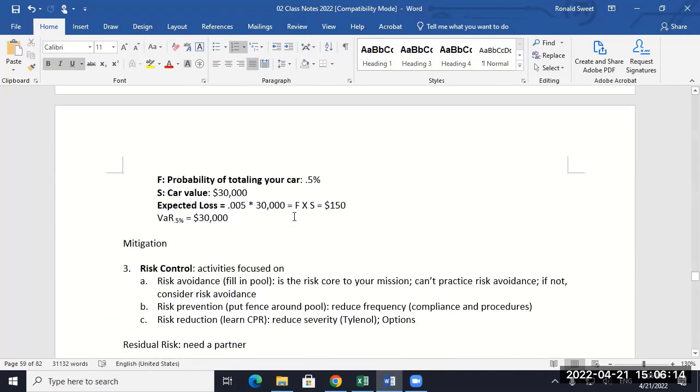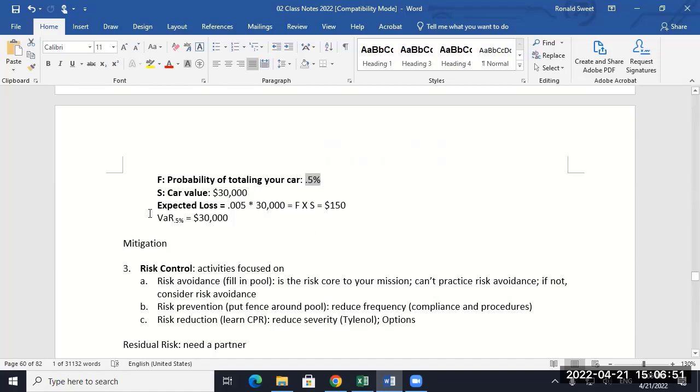So you drive a car, and you might ask, what's the probability I total my car? You might say that's 0.5%. So you're going to total your car once every 200 days. Well, I don't know what this frequency is, maybe every year, once every 200 years, whatever it is. So you have a 0.5% chance. I'm talking about every time you go drive. Your car is $30,000. So your frequency is 0.5%, your severity is $30,000.